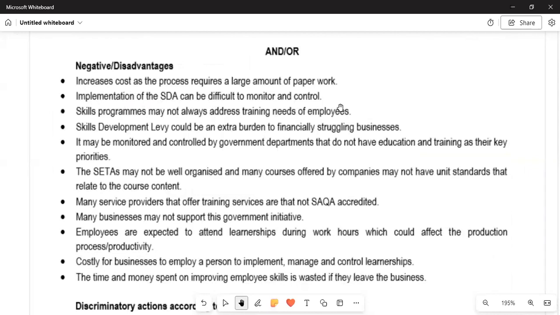It increases cost as the process requires a large amount of paperwork. So that paperwork that you're going to go through, you'll find that now it is going to come with a cost.